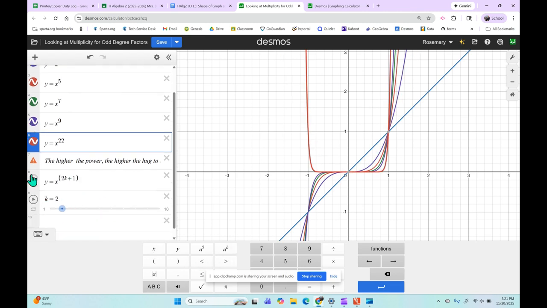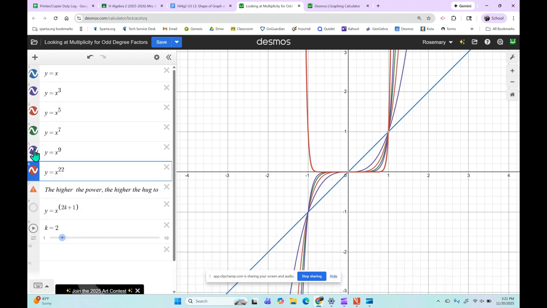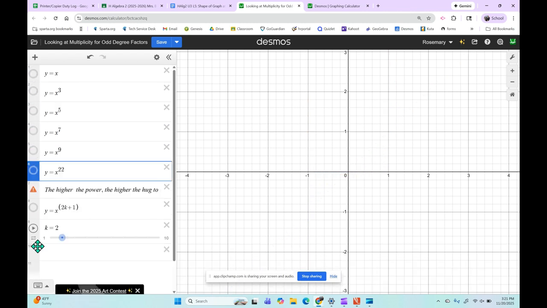Now I have this little dynamic one where you can just see it move through. I should turn this on. As the power increases, it hugs more. As the power decreases, it hugs less. As it increases, it hugs more. As it decreases, it hugs less, and so forth.